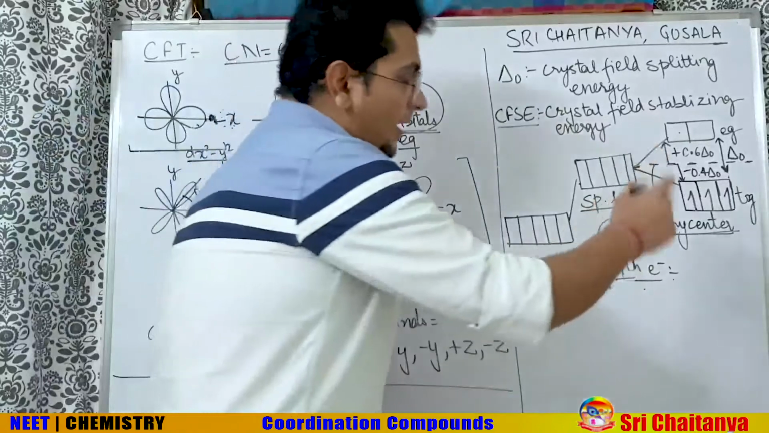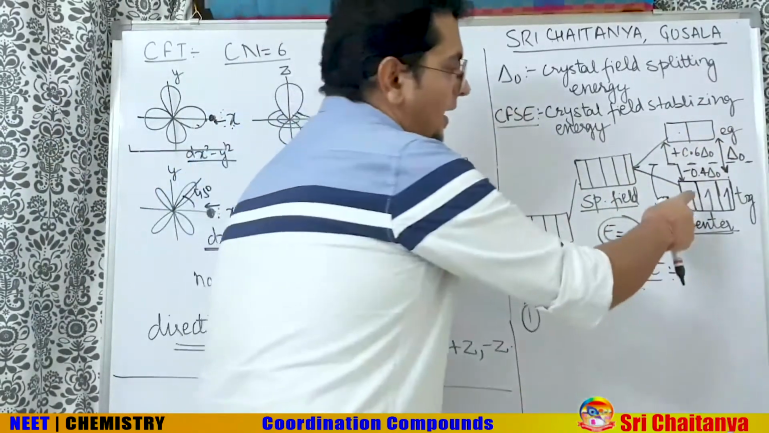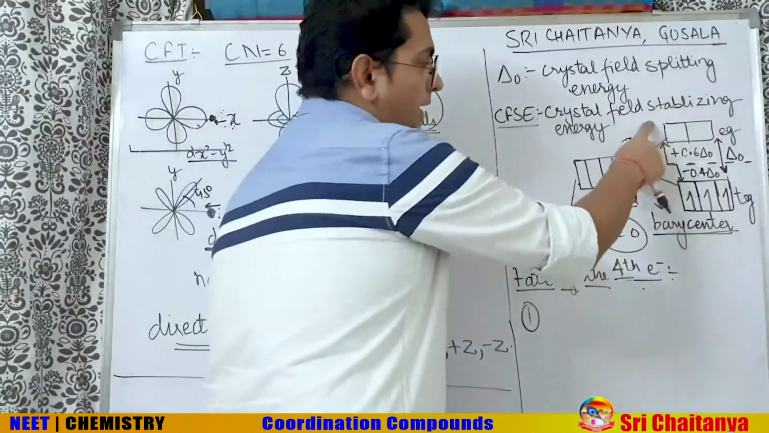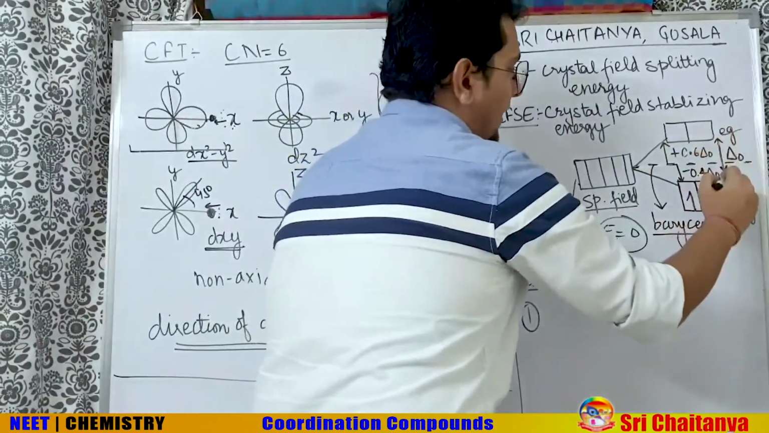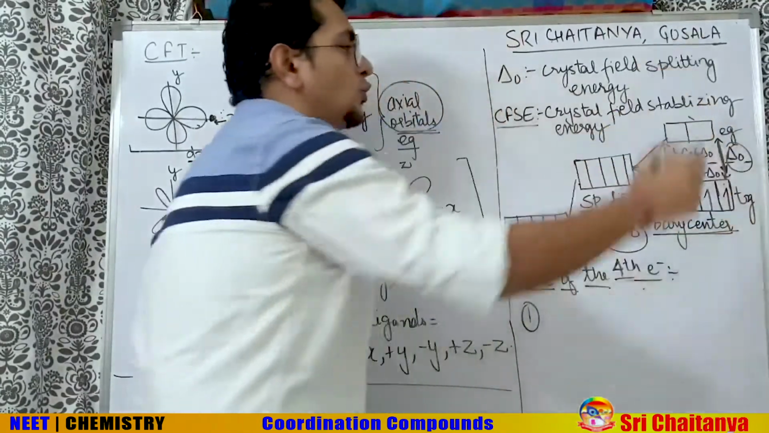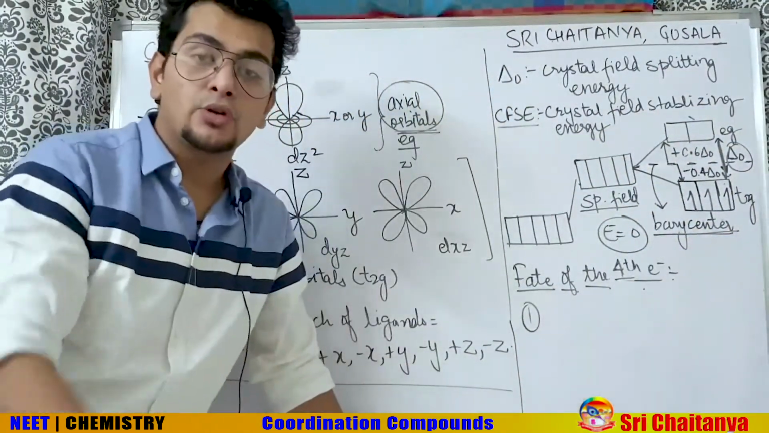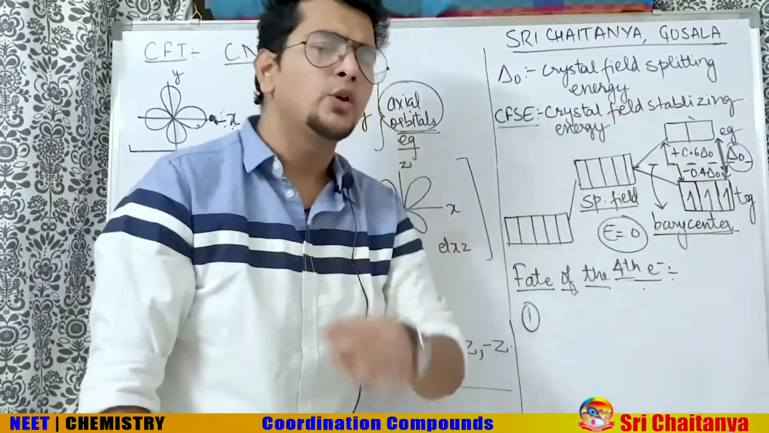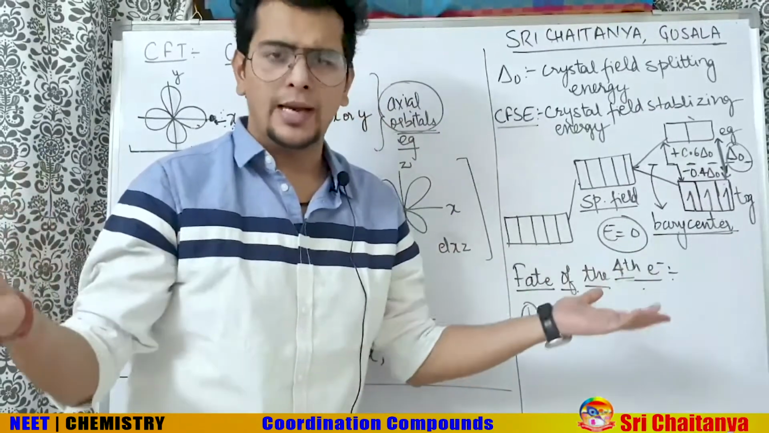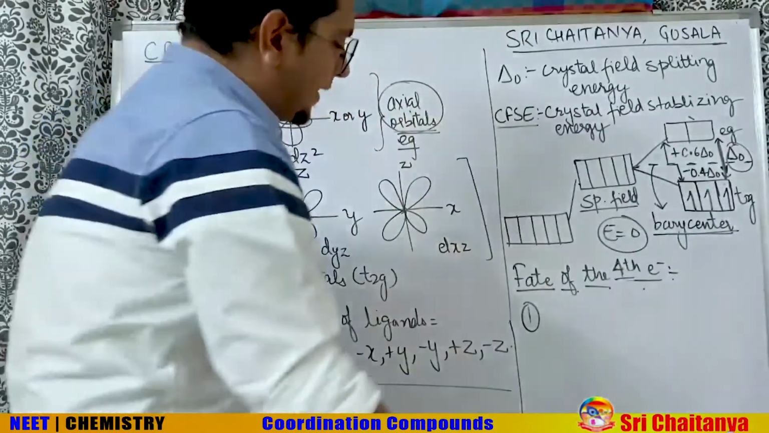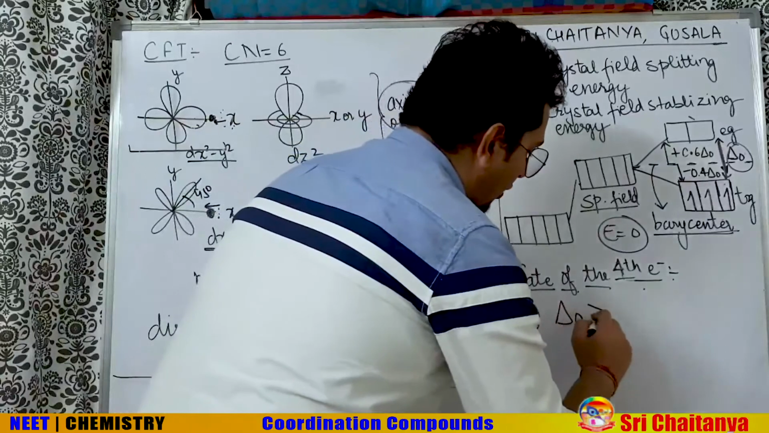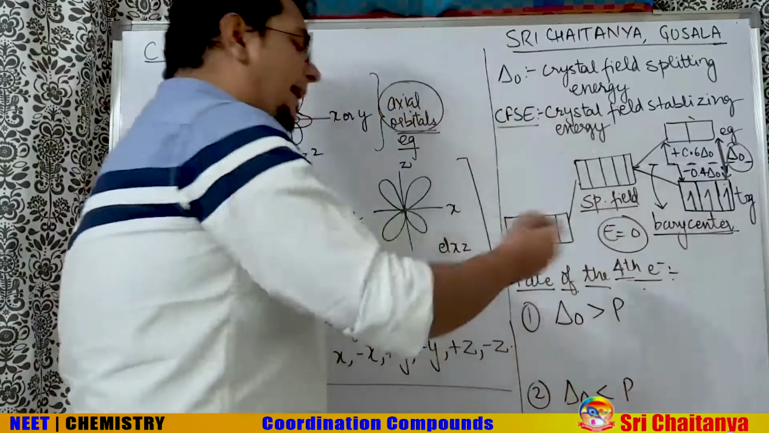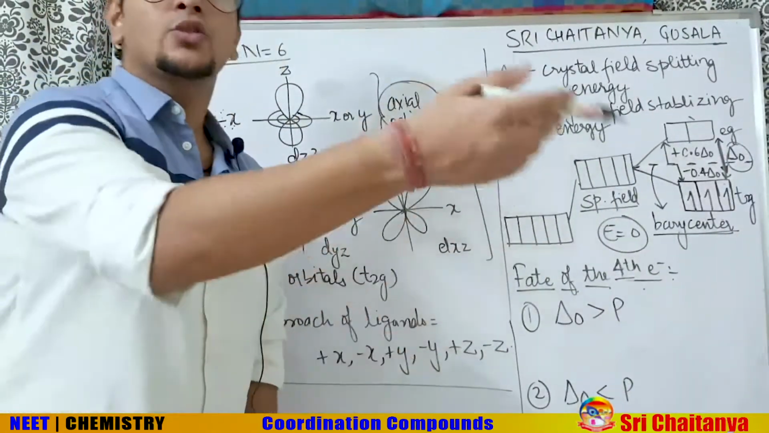So understand, if you are the 4th electron, you have the second option that instead of pairing here, you can go to Eg. If you want to go to Eg, you need extra delta O energy to jump up. So being the 4th electron, you have 2 options. Either you can pair at T2g or you can jump to Eg. What will you do? Sir, whatever is easier, we will do that. In the same way, the 4th electron says, bhaiya, if delta O is more than P or if delta O is less than P, in that case I will decide my next course of action.